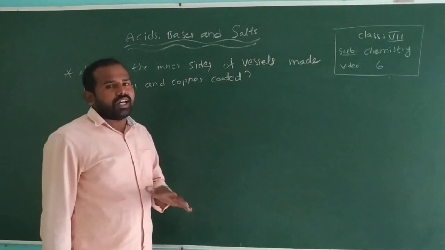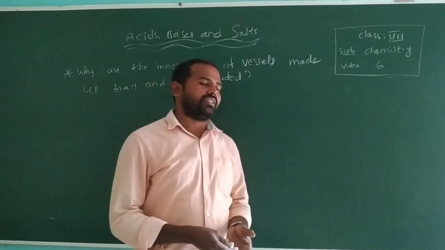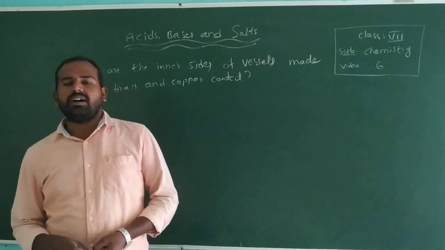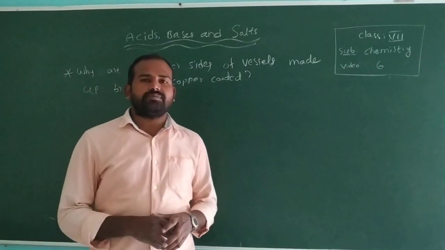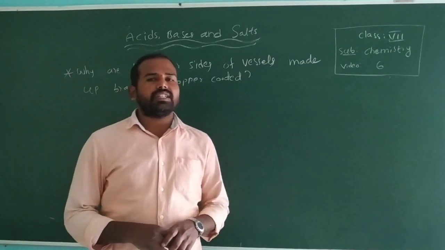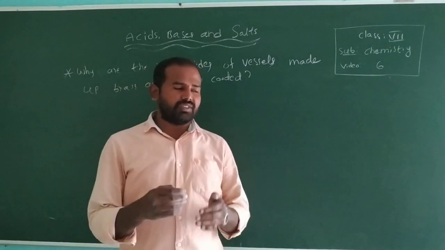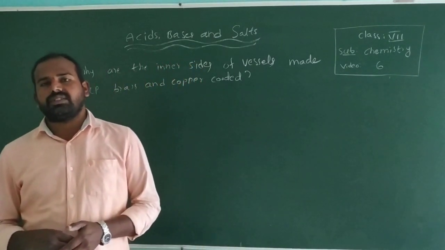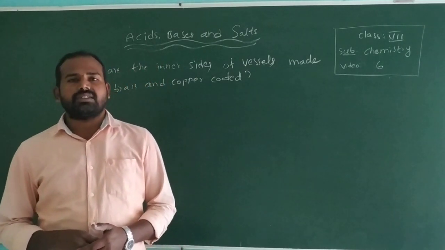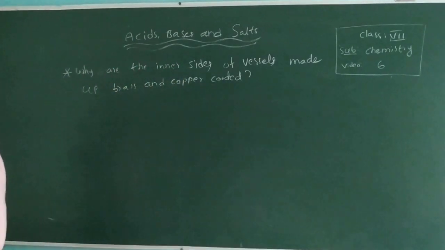If they are not coated with tin, what happens? The copper reacts with the acids present in the foodstuff and forms a blue-green compound. To avoid this, copper vessels are coated with tin inside. The tin can prevent the reaction between copper and the acids. Tin does not react with the acids. So that's why copper vessels are coated with tin inside.